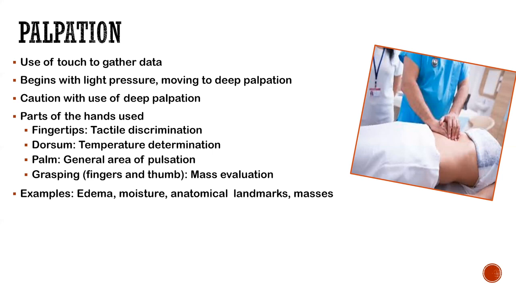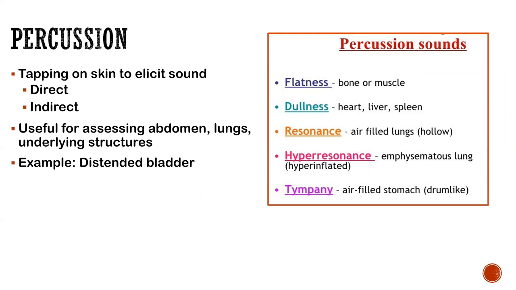And then talking about percussion. So this is tapping your fingers on the skin using short strokes. That tapping produces vibrations, and the resulting sound allows you to determine location, size, and density of those underlying structures. So percussion is especially useful when you're assessing the abdomen and the lungs. For example, when trying to notice a distended bladder, right?